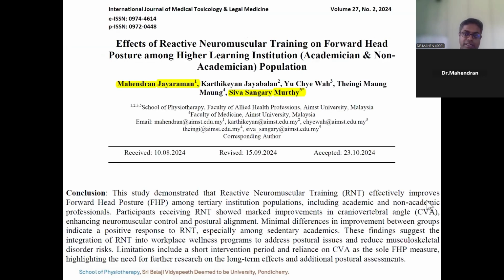We also conducted research on using this technique on patients with overhead posture, especially in higher learning situations, where we compared it with conventional physiotherapy approaches. Along with the augmented RNT, we found that RNT patients had better recovery when compared with the conventional approach of physiotherapy.